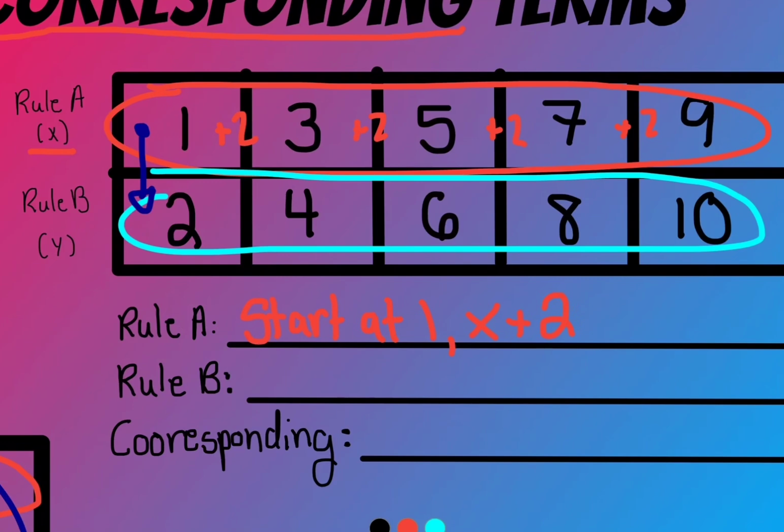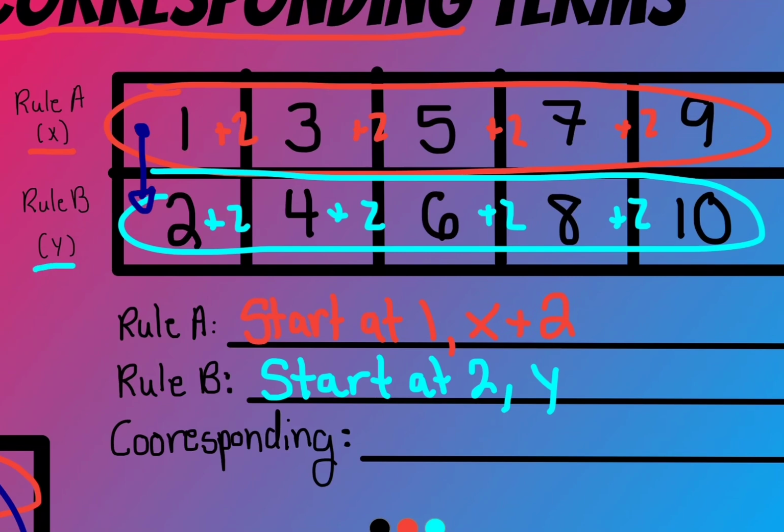I'm going to look at my rule B, my y numbers. 2 times 2 is 4, but 4 times 2 is not 6. That doesn't work. Let's try to add. 2 plus 2 is 4. Yes, 4 plus 2 is 6. 6 plus 2 is 8. 8 plus 2 is 10. So I figured out my next rule. I figured out my rule B, which is start at 2. And my y numbers are increasing by 2 also each time.